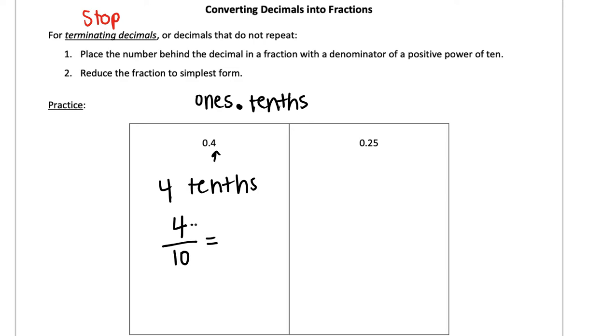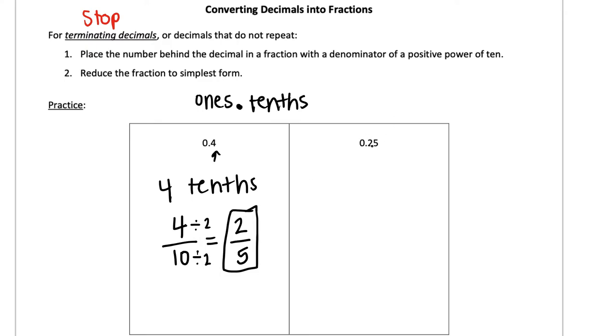Both of these numbers in the numerator and denominator are divisible by 2, so I'm going to divide the top and bottom by 2. 4 divided by 2 is 2. 10 divided by 2 is 5. There are no other common factors between 2 and 5, so 2/5 is our most simplified form of this fraction.